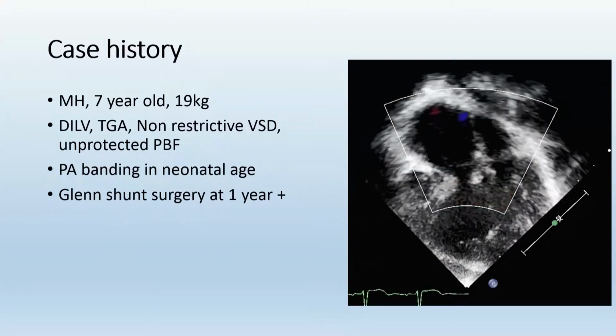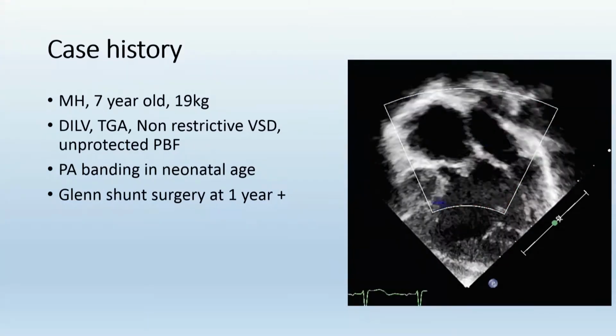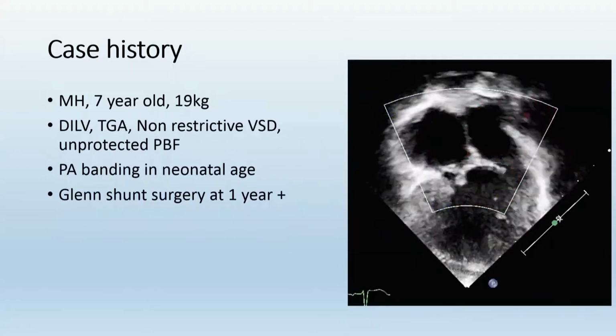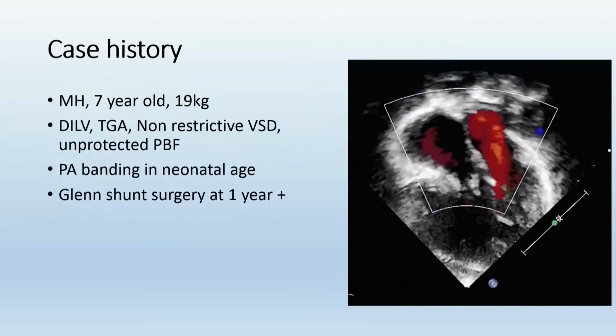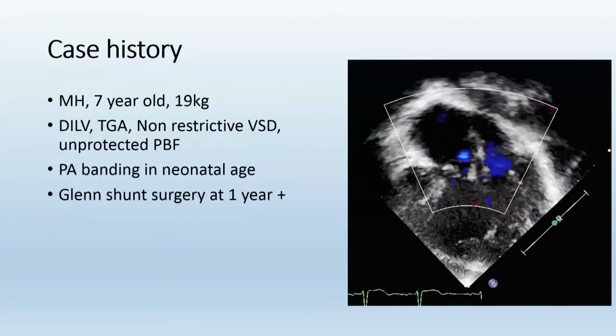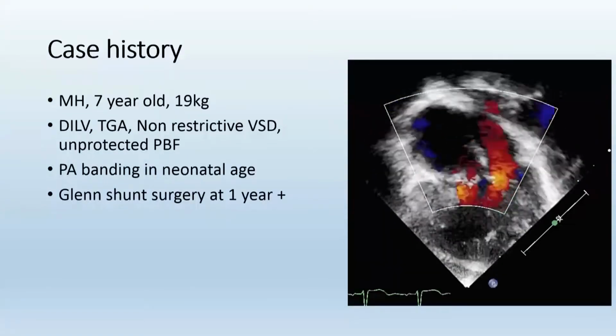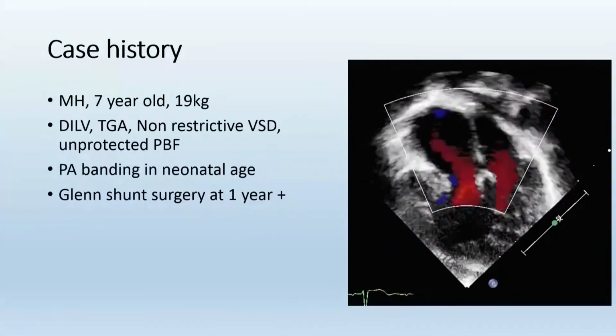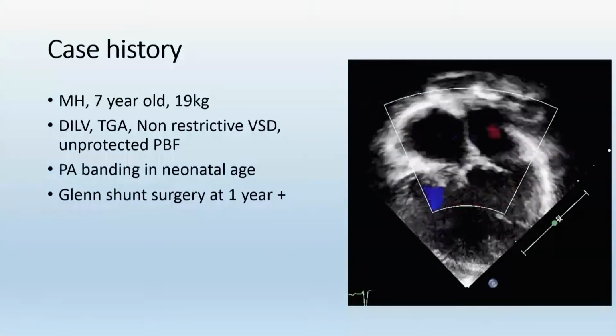So I have to share this one case. This is MH, 7 years old, 19 kilograms, with a diagnosis of DILV, TGA, non-restrictive ventricular septal defect, and unprotected pulmonary blood flow. He had a PA band in the neonatal age, and Glenn shunt surgery was done at 1 year plus of age.